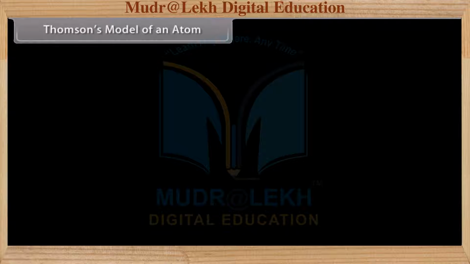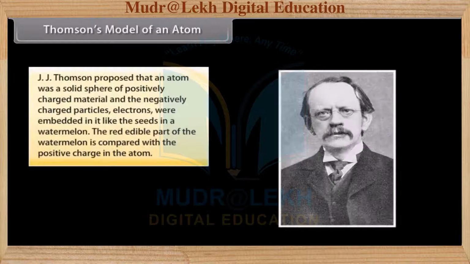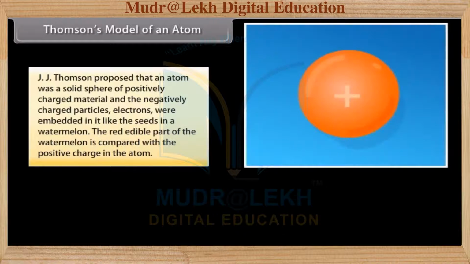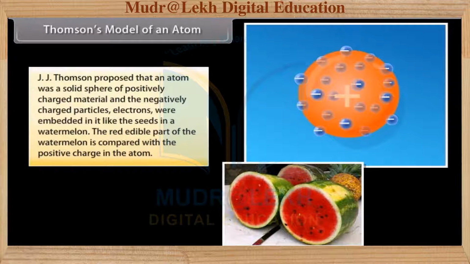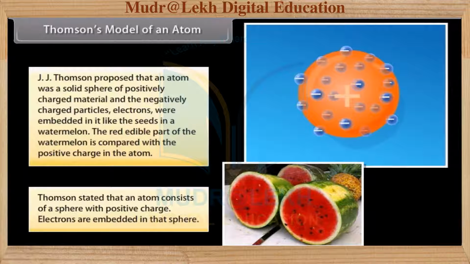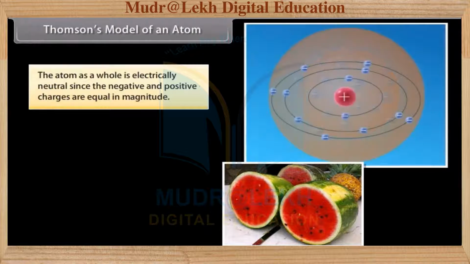Thompson's model of an atom. J. Thompson proposed that an atom was a solid sphere of positively charged material, and the negatively charged particles, electrons, were embedded in it like the seeds in a watermelon. The red edible part of the watermelon is compared with a positive charge in the atom. Thompson stated that an atom consists of a sphere with positive charge. Electrons are embedded in that sphere. The atom as a whole is electrically neutral since the negative and positive charges are equal in magnitude.